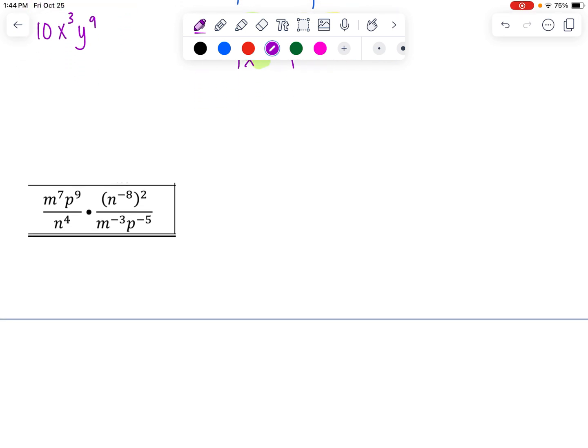All right, again, now we have some fractional expressions and we're just multiplying them. So again, another opportunity to look and decide what our variables are. I have an m variable, I have a p variable, and I have n. So what I can do now is I can still draw that fence post, but I'm going to focus on each variable one at a time. So before I do that, I'm just going to rewrite it as one big fraction.